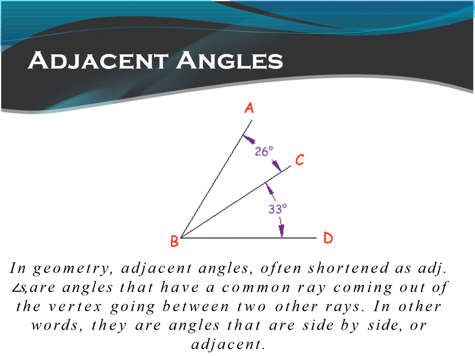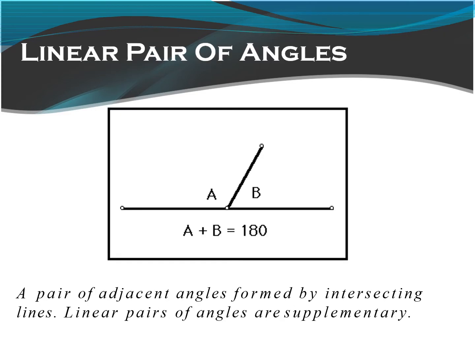Adjacent angles. In geometry, adjacent angles are often shortened as ADJ angles. These have a common vertex and a common arm between two other rays. In other words, they are angles that are side by side, or adjacent, like angle ABC and angle CBD. Linear pair of angles. A pair of adjacent angles formed by intersecting lines. Linear pair of angles are supplementary.